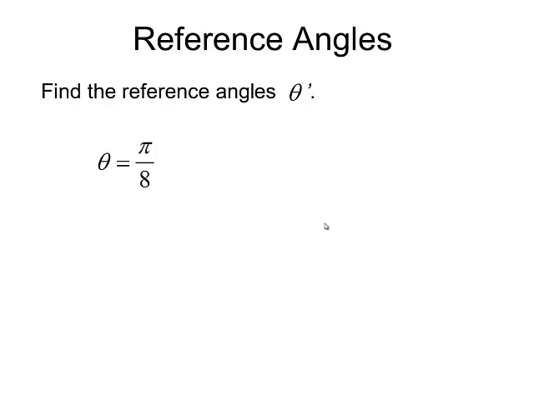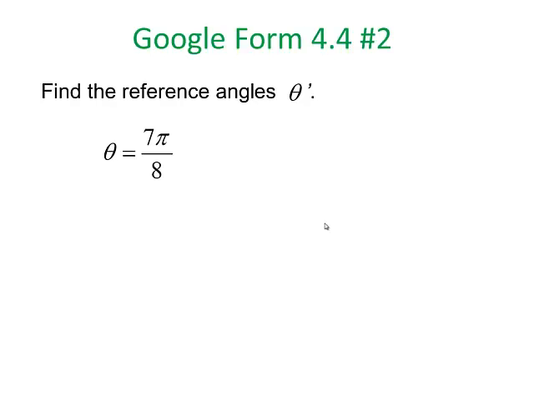What is the reference angle for pi over 8? Well, pi over 8 is less than half a pi, so the reference angle is just pi over 8. Here's your question number 2. Find the reference angle for 7 pi over 8.